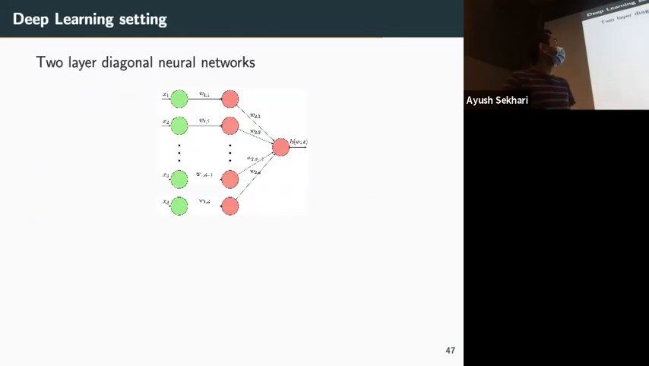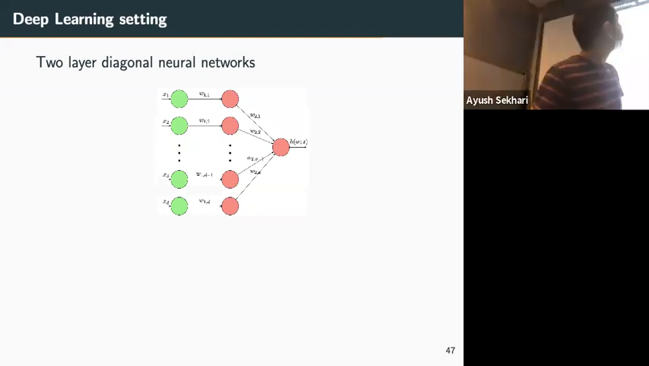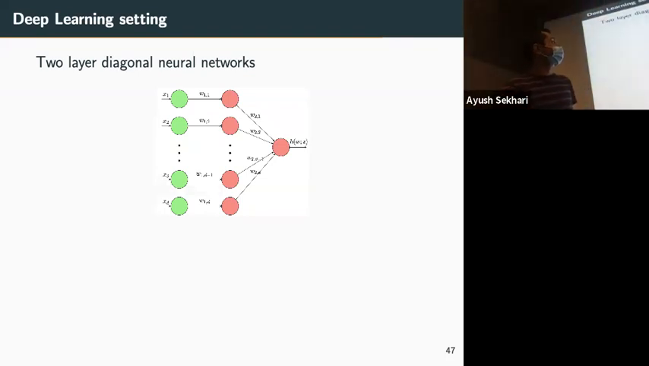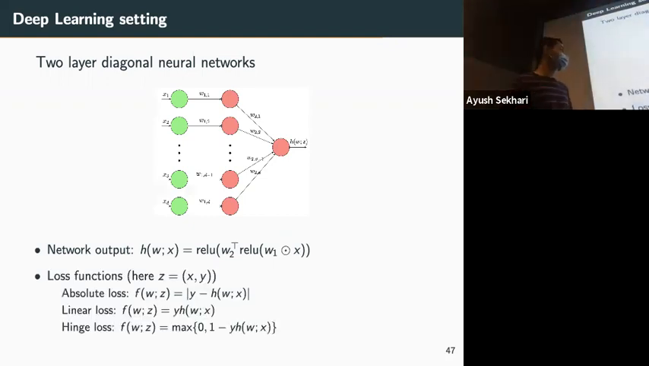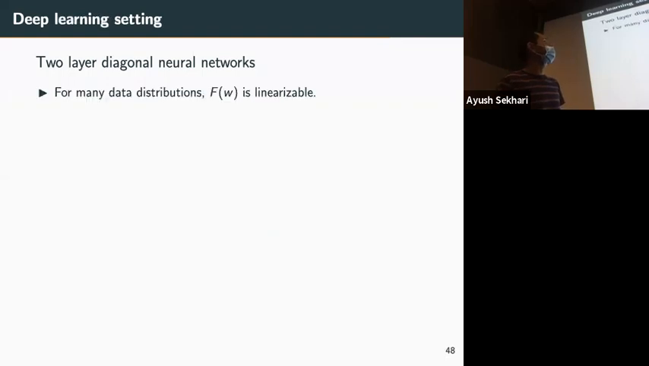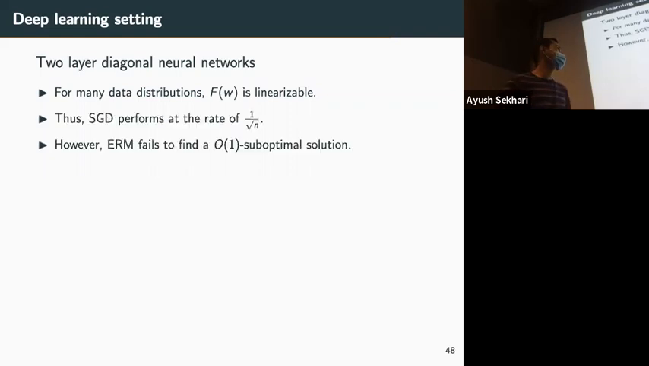So we consider two-layer diagonal neural networks. These are problems where the first layer is not fully connected, but every input node corresponds to one hidden node. So both the layers are sparse. And if you consider various losses here, like absolute loss or linear loss or hinge loss, which corresponds to classification losses over the data set, you can show that these two-layer diagonal neural networks are linearizable for many data distributions. And thus SGD performs well for these problems, but at the same time, you can show that ERM fails to find a good solution.